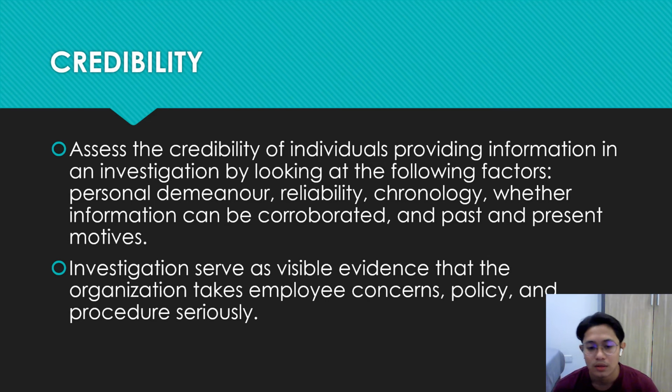And then the next is that an investigation serves as visible evidence that the organization takes employee concerns, policy, and procedure seriously. Moreover, an investigation shows that an organization will diligently research all evidence related to a claim to determine what has happened. This will build confidence of fairness among those who are aware of the investigation and beyond. An investigator who remains impartial, keeps an open mind, and respects the impact of the work has a profound impact on the fairness in the organization.